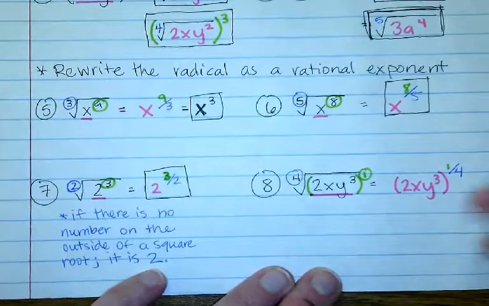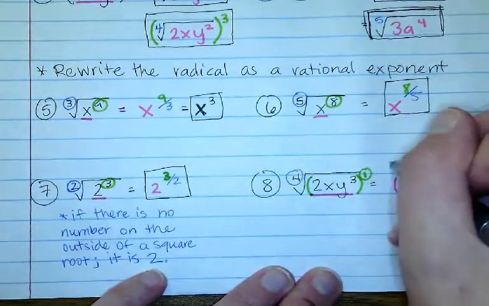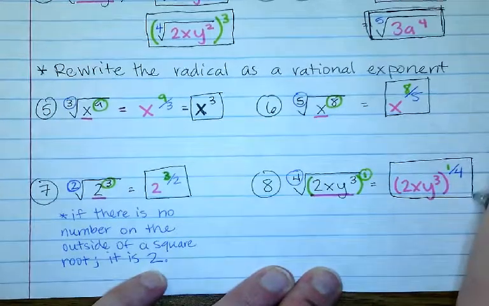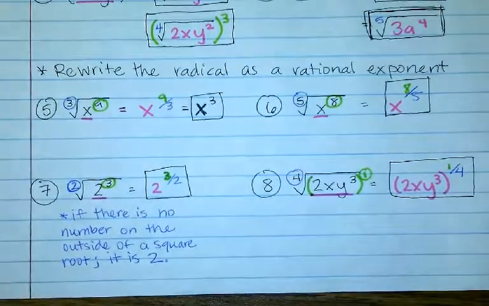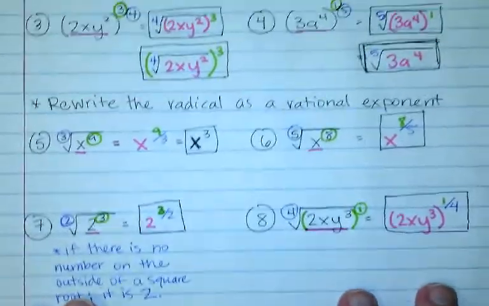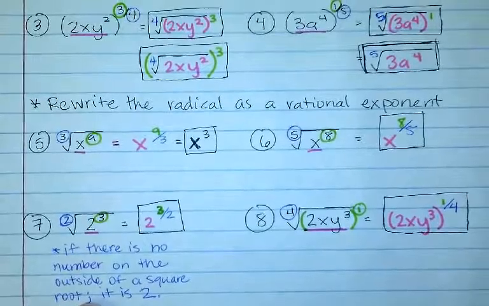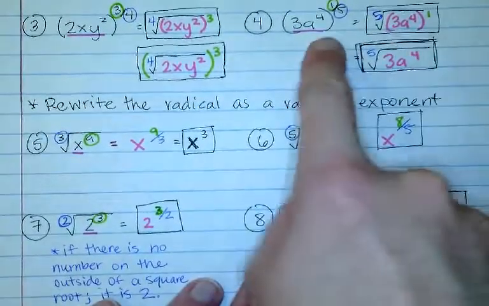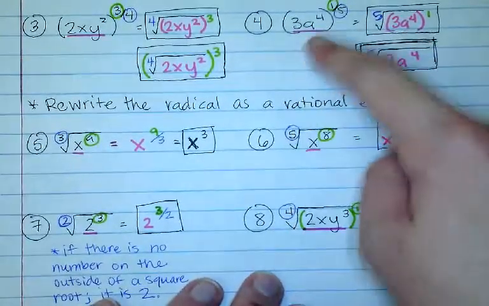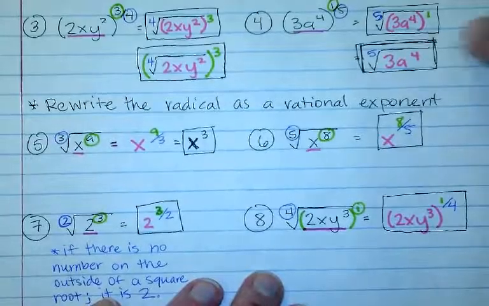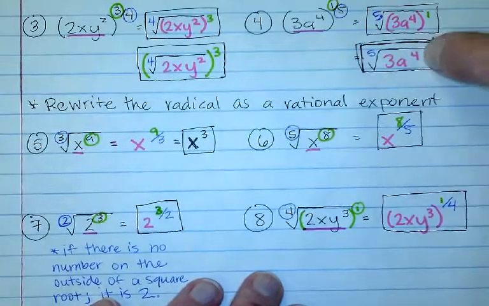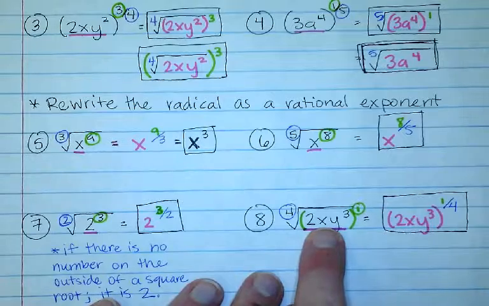And this actually mirrors our number 4 from up here. When this was 3a to the 4th to the 1/5, you could have written it with the 1 or without the 1. So this one was given to us without the 1, but then we could have written that 1 in there. All right? So this entire 2xy cubed was all raised to the first power.